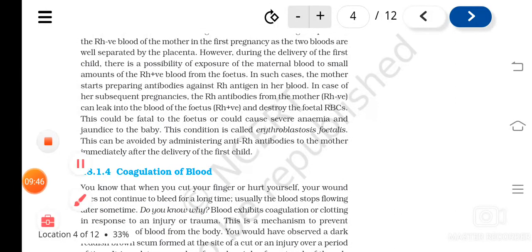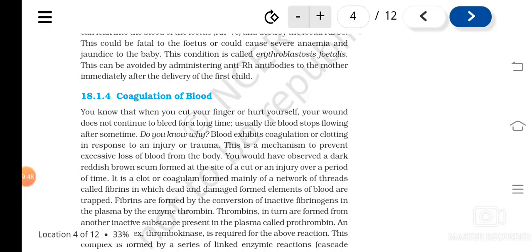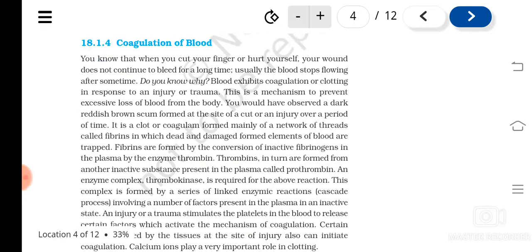Okay, so you understood Rh factor and erythroblastosis fetalis. Now the next topic is coagulation of blood. So what is coagulation of blood? If any injury or cut happens, after some time you can see that the blood flow will stop, isn't it? This is due to blood coagulation or clotting. This mechanism prevents the excessive loss of blood from the body.